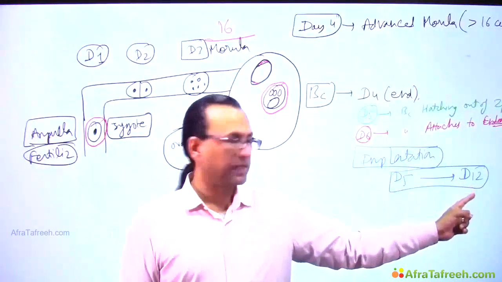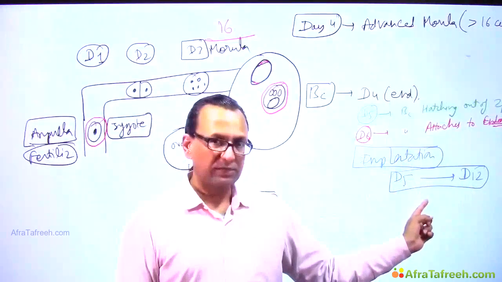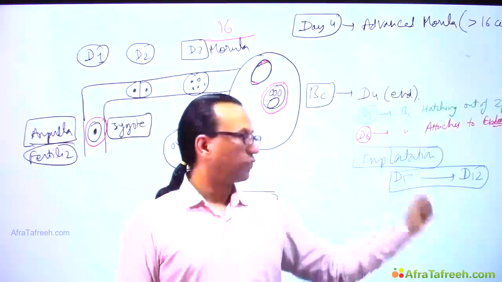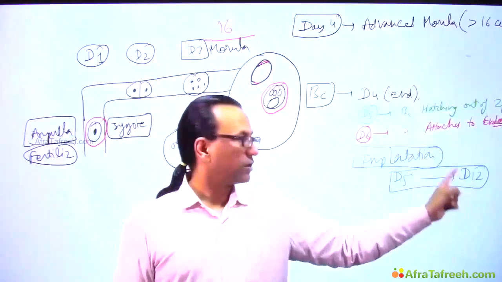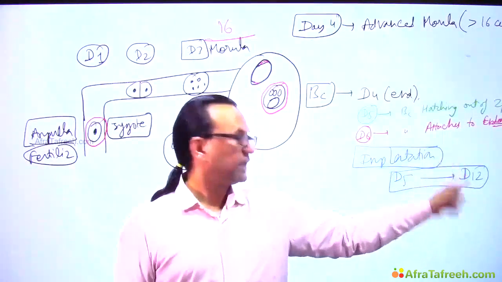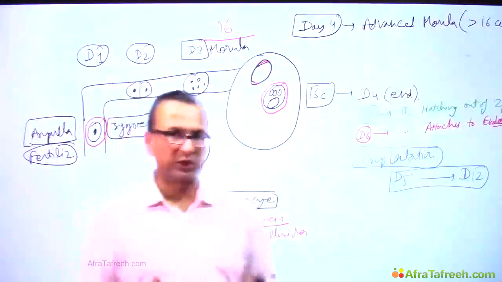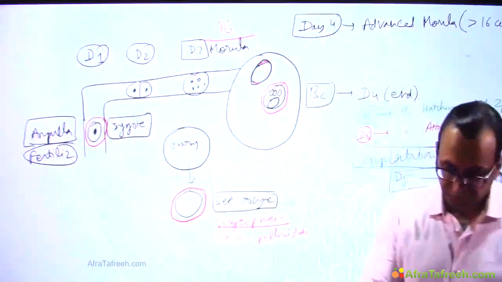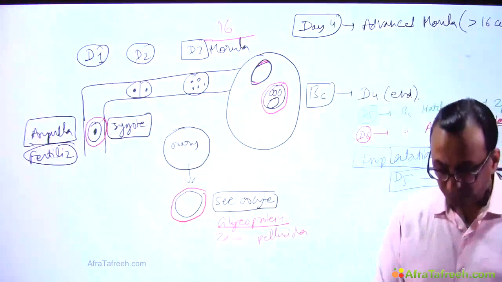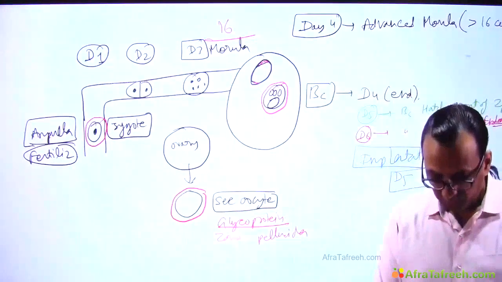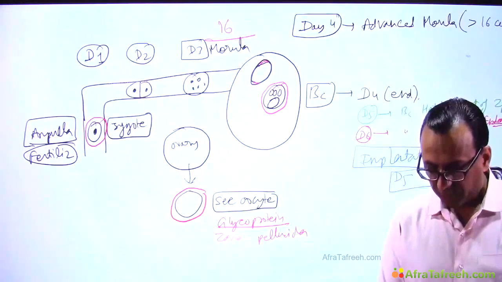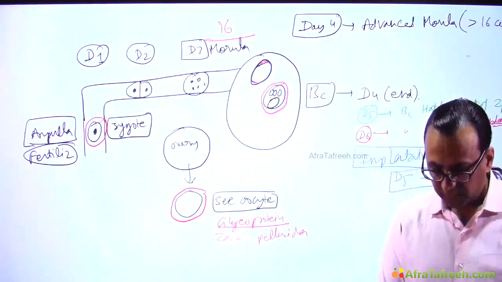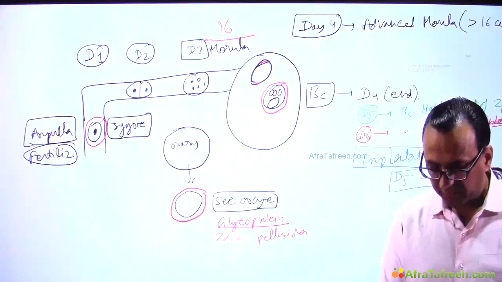Though some books will say 5 to 7 days. Some will say 7 to 9 days. So 5 to 7, 7 to 9, but it is 5 to 12. And also remember that on day number 12, when the implantation is completed, the fetal placental circulation is to be established later.